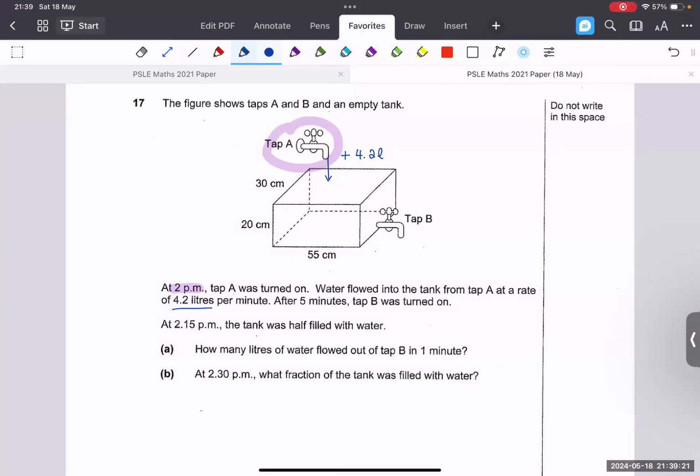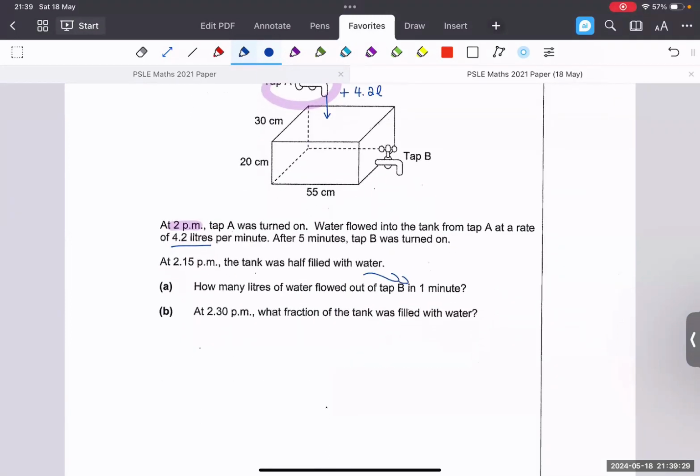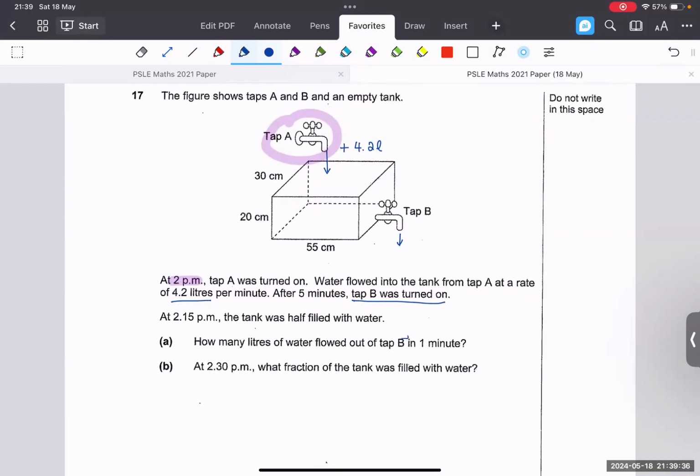And then after 5 minutes, tap B was turned on. But the problem here is, okay, tap B was turned on to remove water from it, right? So you see, they say that it's an empty tank. Okay, so at 2 p.m., water flows in. After 5 minutes, at 2:05, tap B was turned on. At 2:15, the tank was half filled.